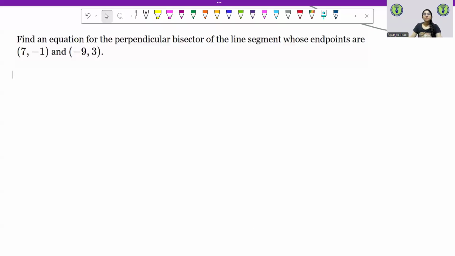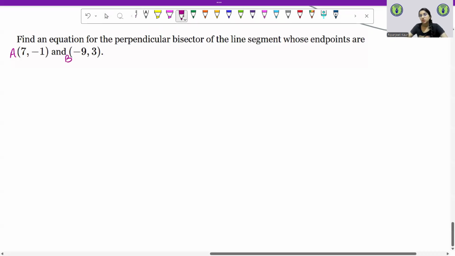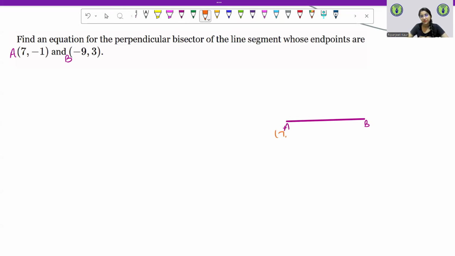So again, we want to find out the equation for the perpendicular bisector of the line segment whose endpoints are given here. Let me call it A. Let me call this B. So there is a line segment from A to B. A's coordinates are 7, 1. B's coordinates are -9, 3. We want the equation for the perpendicular bisector. So there is a line which is perpendicular to this line, and it is bisecting it, that is, dividing it into two equal parts. So this part would be equal to this part.